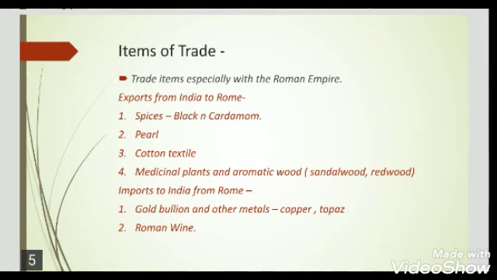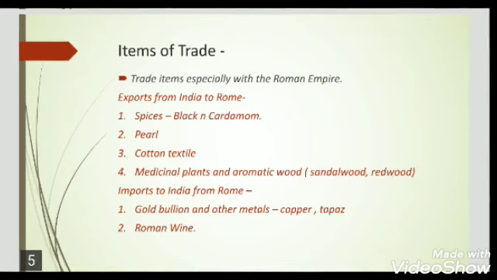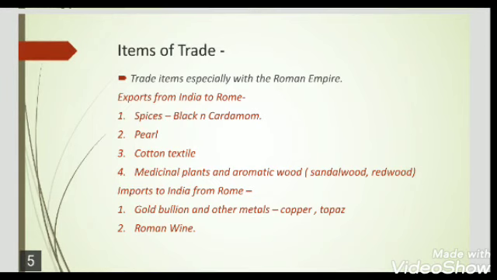इतना soft और इतना light होता था उस समय. ठीक है? So you have textiles, and then medicinal plants, also known as aromatic trees, जैसे sandalwood, timber, redwood. These were also being exported to Rome. So what is the list? Spices, pearls, aromatic trees, cotton textile. These are the items of export.